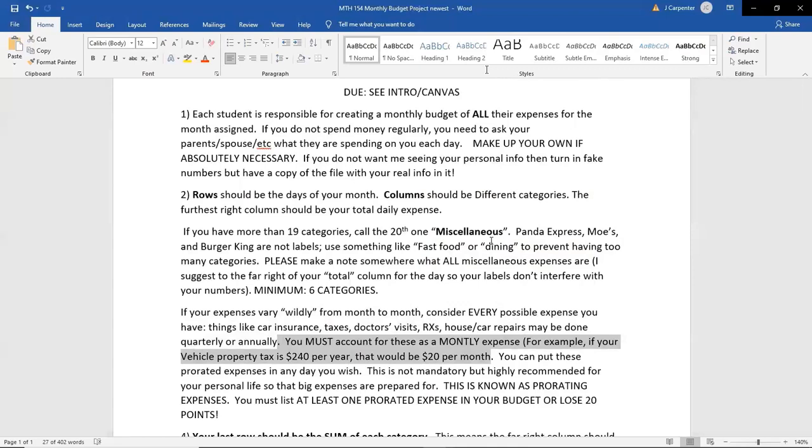So I've said that this idea of prorating your expenses is not mandatory, but it is highly recommended for your personal life to consider things like that. So again, prorated expenses, a very, very important concept moving forward in your life, especially for the idea of storing away some acorns for a rainy, cold winter day or something like that.